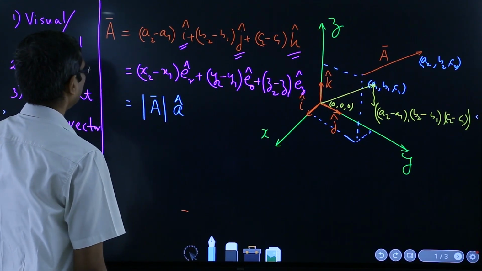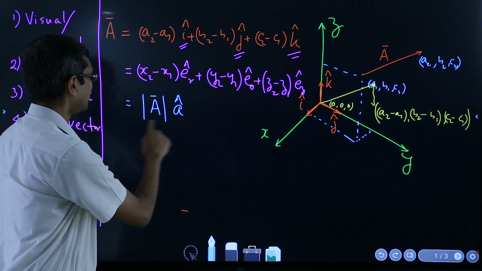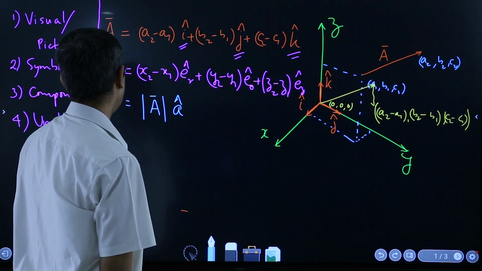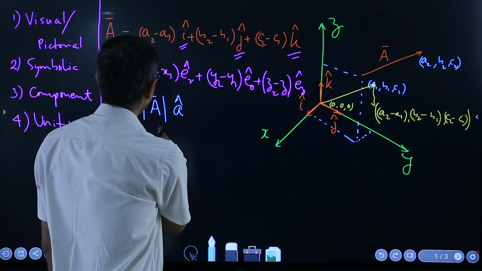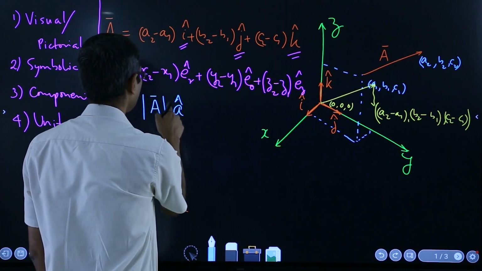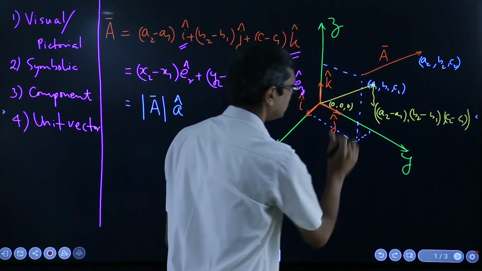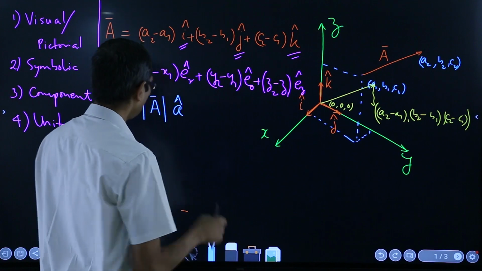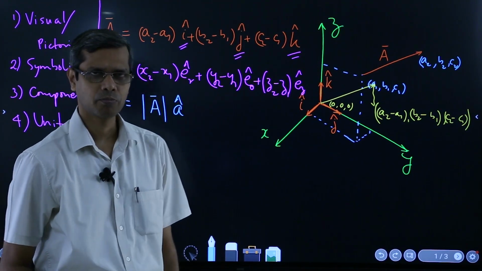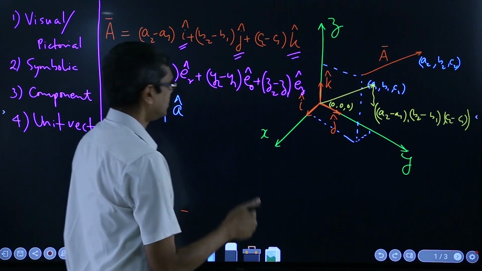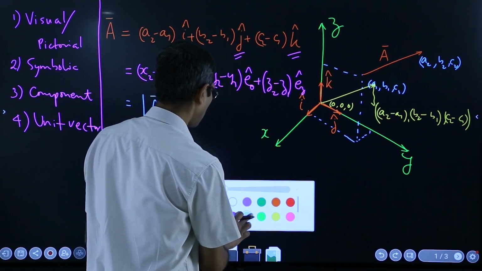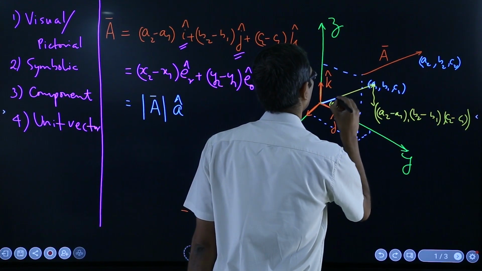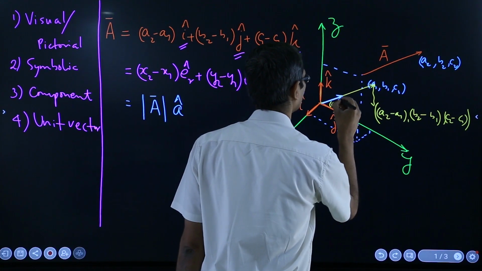Okay. Now this was component form, this is a unit vector form. So what does it mean? You have to get the magnitude of this, the length. You know how to do that. That means this square plus this square plus this square under root. So that will give you the magnitude of the vector. And this is a unit vector in this direction, a vector whose length is 1 unit.